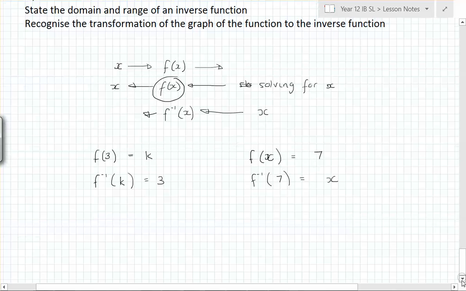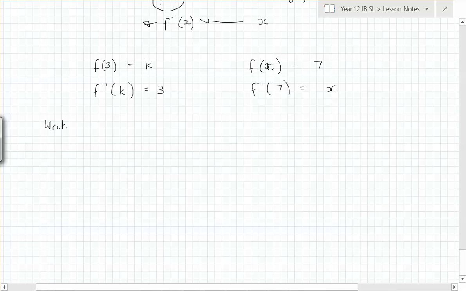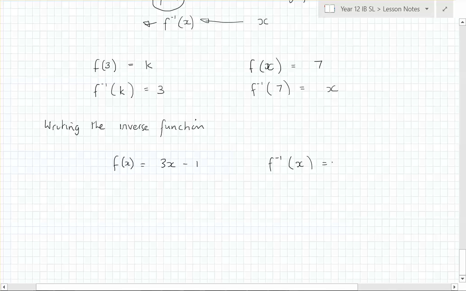So, if we take some simple cases, we'll write this down. Writing the inverse function. So, for instance, if f of x equals 3x minus 1, what do you think f to the minus 1 of x equals? What's the inverse function? Not quite. So just in case you don't get where that comes from, this is a method for you. So what we do is we write y equals 3x minus 1 using the y and x notation.